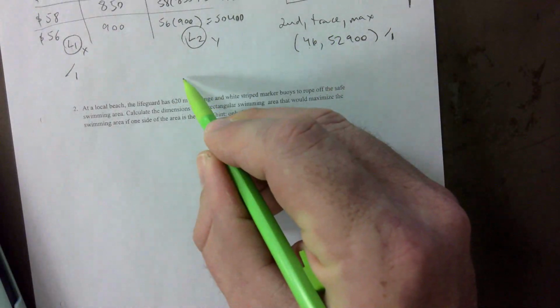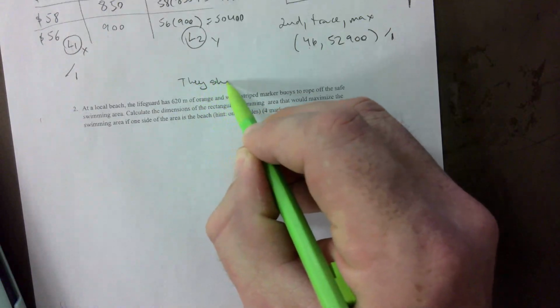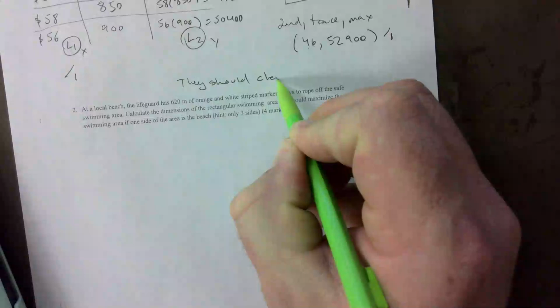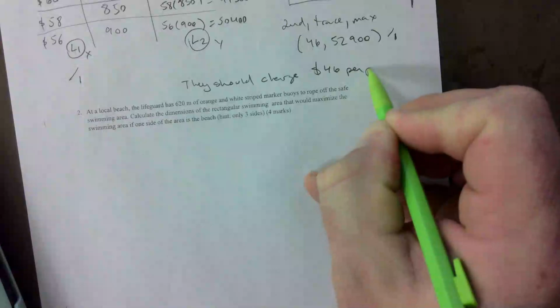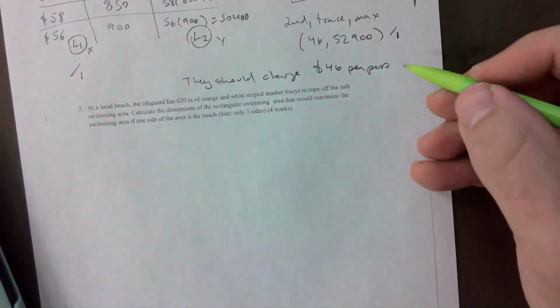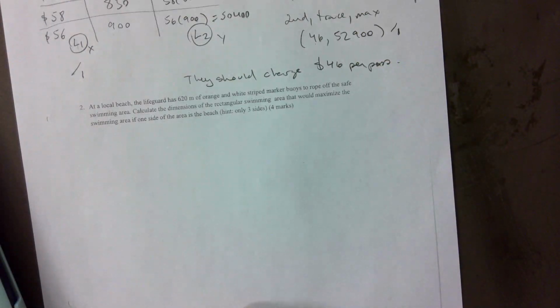Okay? They should charge $46 per pass to maximize. Okay? That's good. It doesn't ask for the revenue, so that's it. We're just going to stick with the 46.